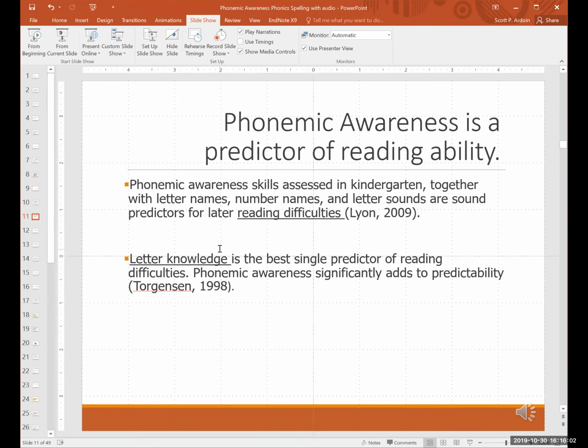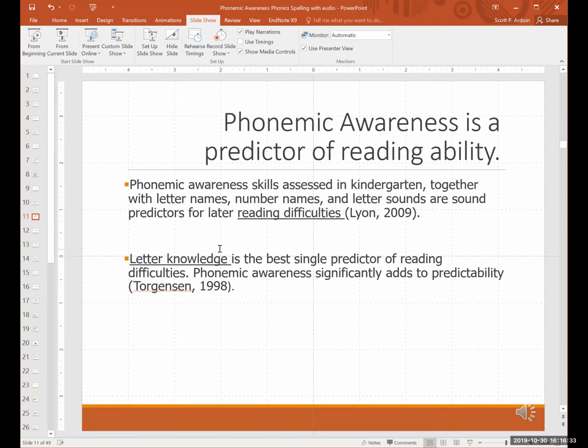We know that phonemic awareness skills are often assessed in kindergarten, and I should say that they should be assessed in kindergarten. You all might have heard that we're going to start having dyslexia screeners. It's going to be a requirement in the state of Georgia, and there are several other states that are also making this requirement. We assess phonemic awareness skills because it is a major predictor of students' later ability to read.